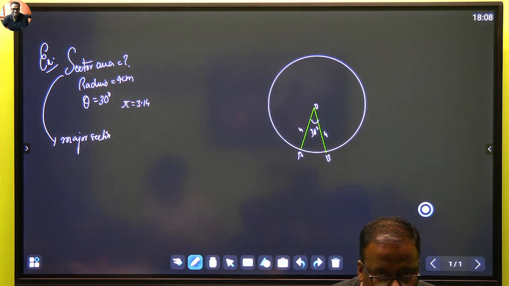So major arc actually you can find in 2 ways. Either you compute the circle area and you take out the sector area, or you compute the major arc straight away at one time. How can you do that?